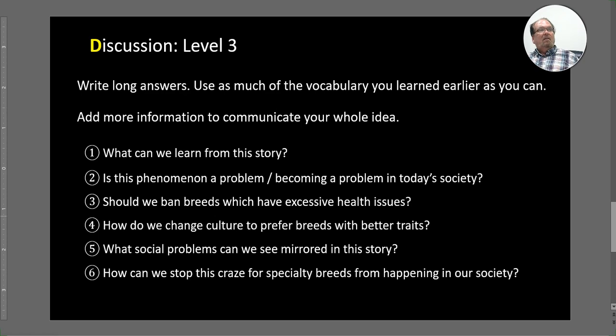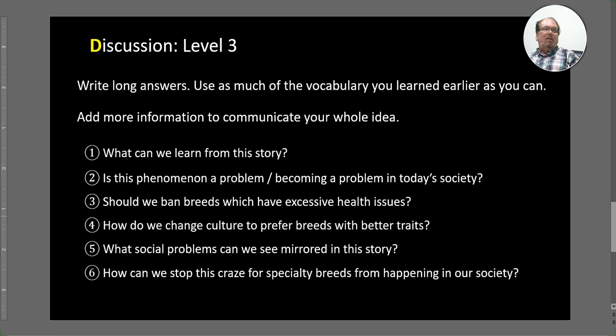Again, level 3, write long answers. This is repeat. So the questions are, what can we learn from this story? What can we learn? Now you have to think abstractly a little bit. Did we learn that rich people, okay? This one is easy. Level 3 is easy to get those 3 extra things because if you read the story, there are many ideas there. Is this phenomenon a problem? What about in today's society?